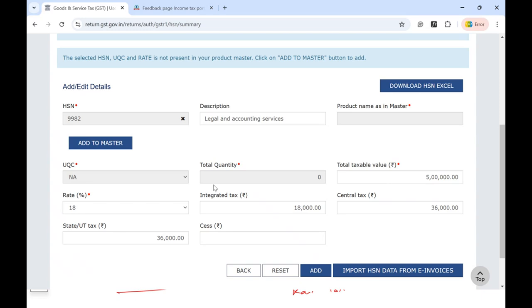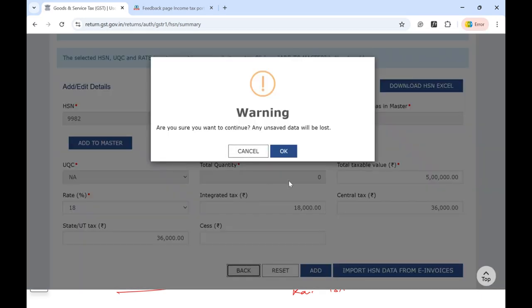This is mandatory from the January month onwards. It is compulsory to provide this information, whether you are a small supplier or a big supplier, whether a B2B supplier or a B2C supplier. Then I'm not going to save this one.